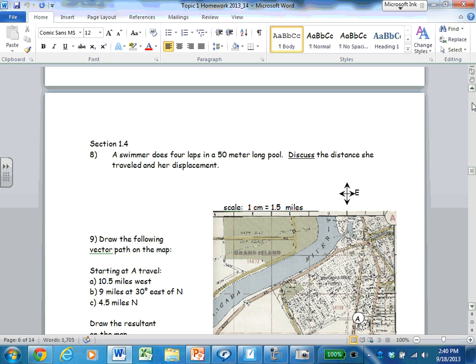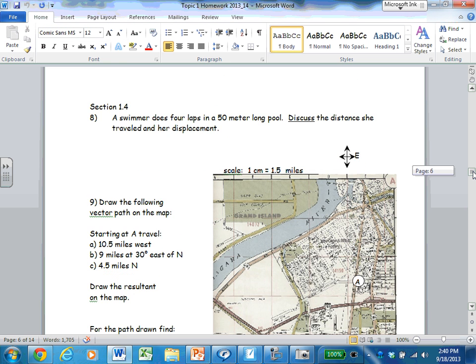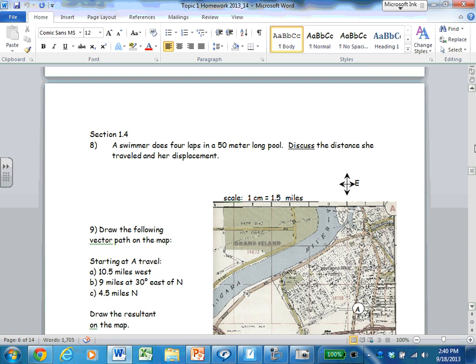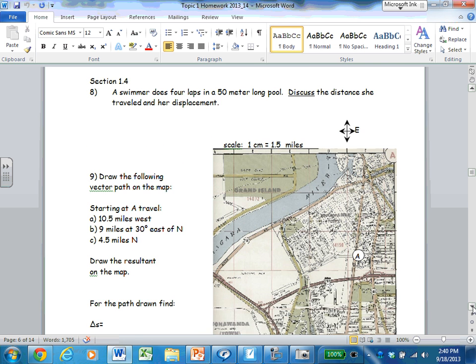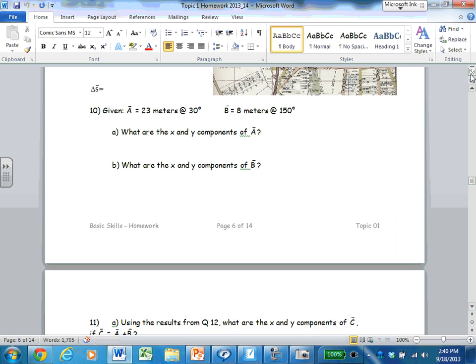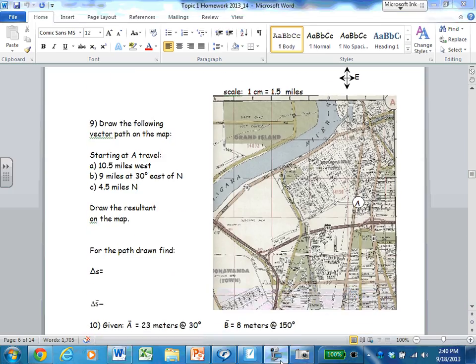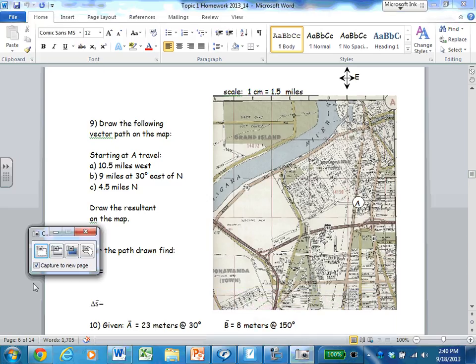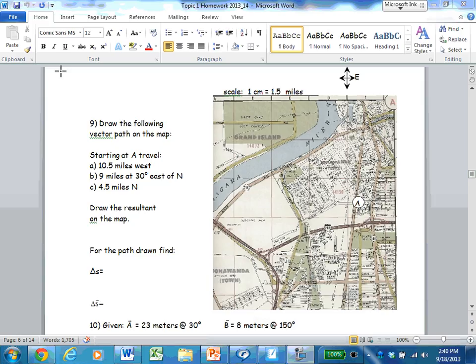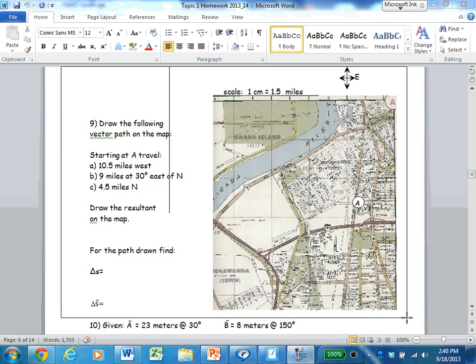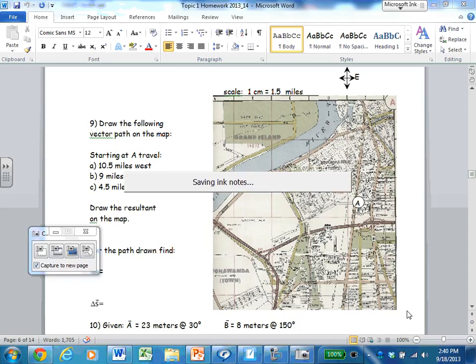So the next one we're going to do is this one here. This is on page 6 of 14. Now we haven't mathematically learned how to deal with the vectors using trigonometry.